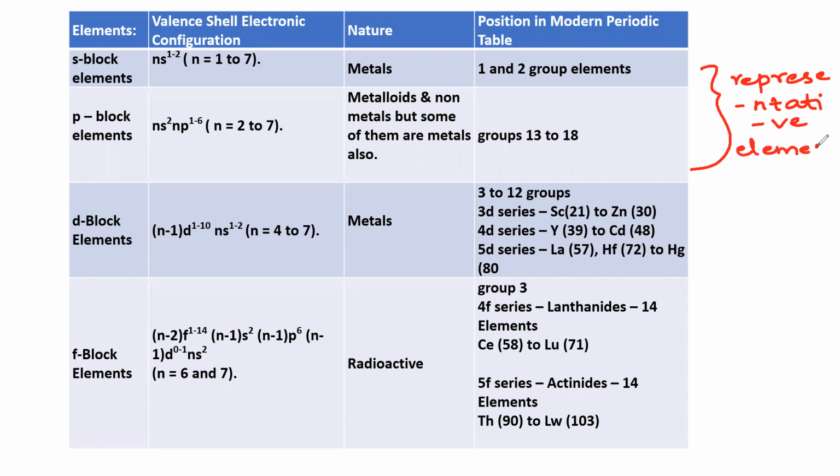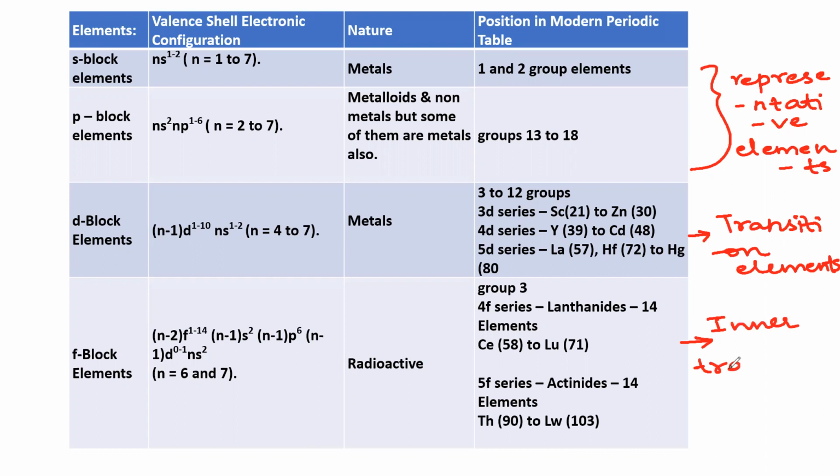D block is called transition elements and F block is called inner transition elements. So this table as it is, you write in your classwork. It's very, very important. And for F block, we have n-1, S2, n-1, P6 is not required. Just straight away we have n-2, F1 to 14, n-1, D0 or 1, ns2.